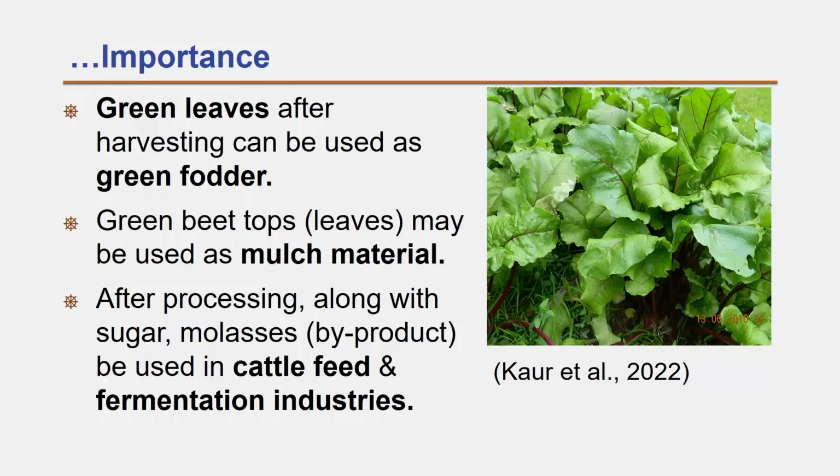Green leaves after harvesting can be used as green fodder. It is really very succulent fodder and contains good protein, and it is liked by animals. Green beet tops and leaves may also be used as mulch material after drying. After processing, along with sugar, molasses is a byproduct used in cattle feed and fermentation industries. So a byproduct like molasses has its uses.